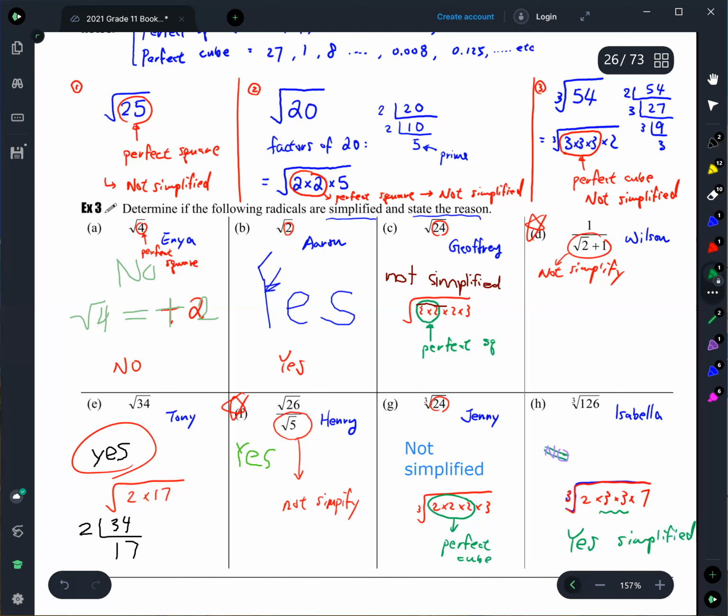Simplified means nothing else you can do to the question. Cube root 126 is just going to stay like that forever. Nothing you can do to change the look. So if it's not simplified, then we can still do something, which we'll learn later. So this exercise is just learning how to recognize which question is done, and which question has more work to do, simplified or not.